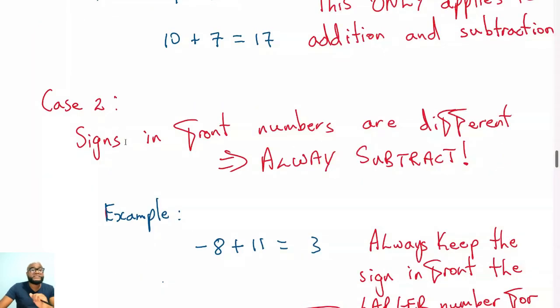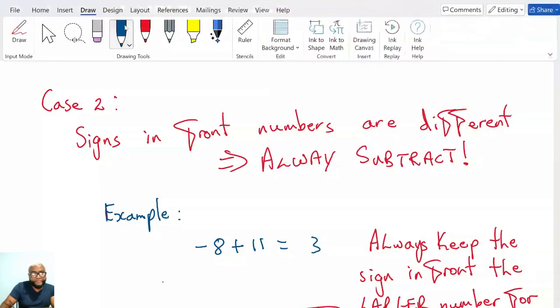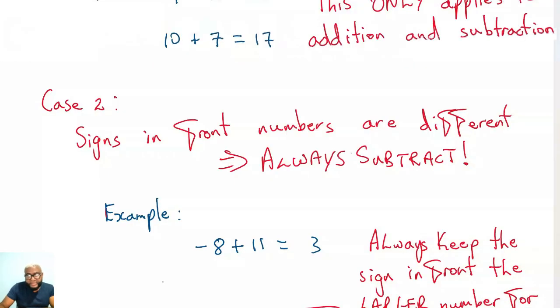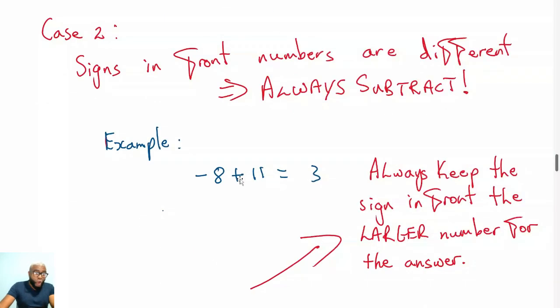Case 2. Signs in front of numbers are different. We always, this is supposed to be always, where is the S? Always subtract, right? So, your brain is going to tell you here to add, because you all see an addition in the middle here? You see an addition in the middle there?